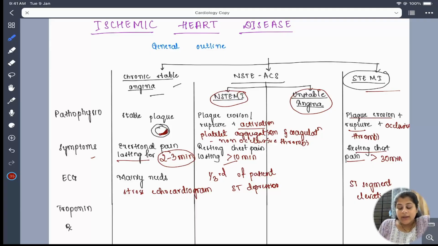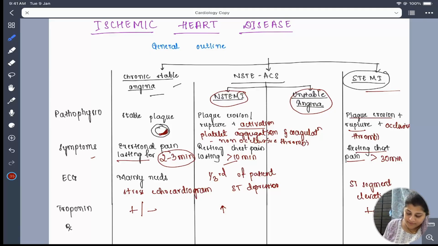In chronic stable angina, troponin levels might be raised or not raised. It depends on the duration of ischemia. If the duration is more than 30 minutes, there might be infarction, or I would say irreversible injury. If it is for less than 30 minutes, then there might be reversible injury. Here in NSTEMI, troponins are elevated. Here in STEMI also, troponins are elevated.